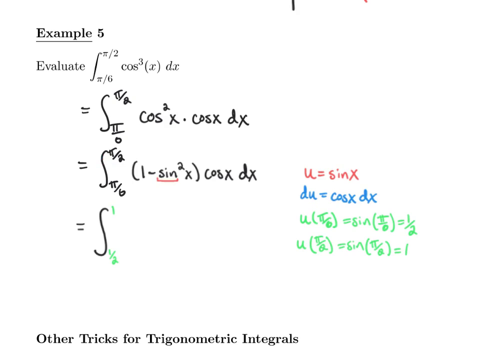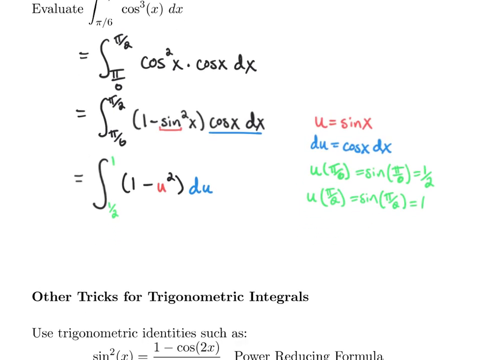Sine was my u. So now I have 1 minus the square of that u. So 1 minus the square of u. And then the cosine of x dx, I can see that exactly matches with my du. So I have the integral of 1 minus u squared du, and it's a definite integral, so in the end I'm going to get a number out of this expression.